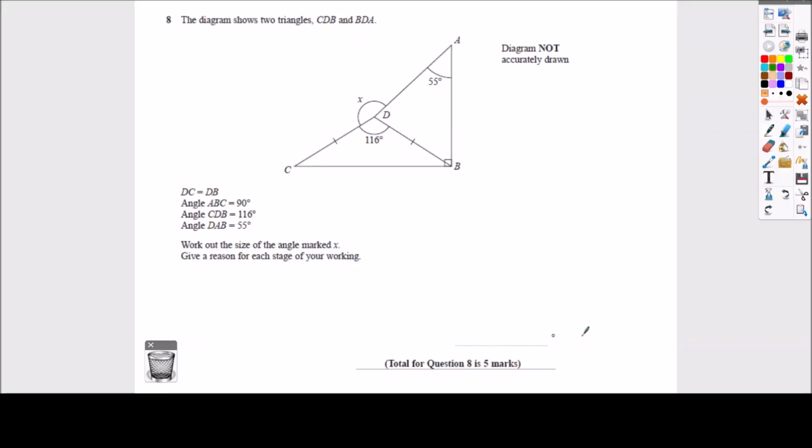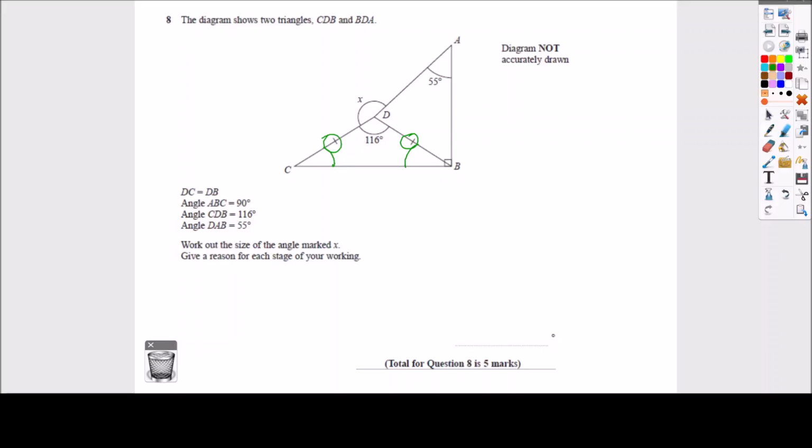Question 8. So we're going to work out the angle x, and we've got to give a reason for each stage of the working. Now, the first thing I've noticed is the fact that we've got these two little dashes here, telling us that this triangle at the bottom, the triangle CDB, is an isosceles triangle. So these two base angles here are the same size.